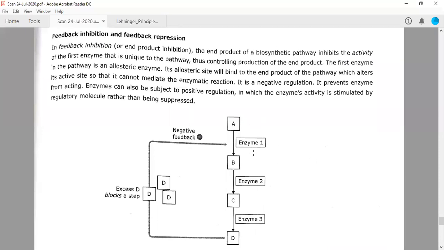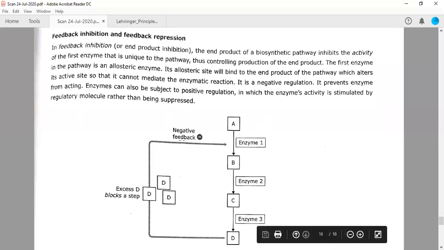Now, how are these regulatory enzymes regulated? There is some kind of signaling, called a feedback signal. Suppose there is a metabolic pathway where the substrate A is converted into intermediates B and C, and finally into a product D. If this product D is accumulated or present in excess, it will go back and inhibit the first enzyme of this particular metabolic pathway, so that more enzyme will not be synthesized, because there is sufficient product D present. Therefore, the first enzyme itself will be inhibited.